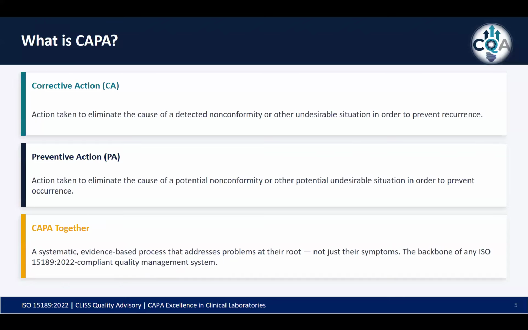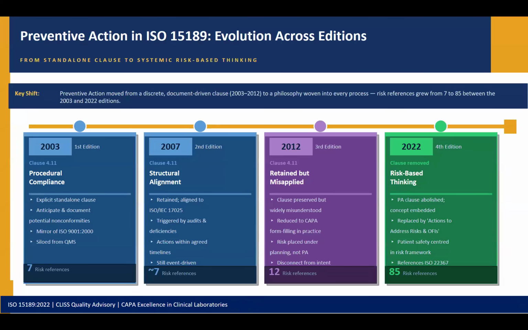So the first one is recurrence. An incident has occurred, we put in a corrective action. With the second one, we are preventing occurrence before it even happens. So the CAPA concept is a systematic, evidence-based process that addresses problems at their root, not just their symptoms, but it's the backbone of ISO 15189 compliant quality management systems.